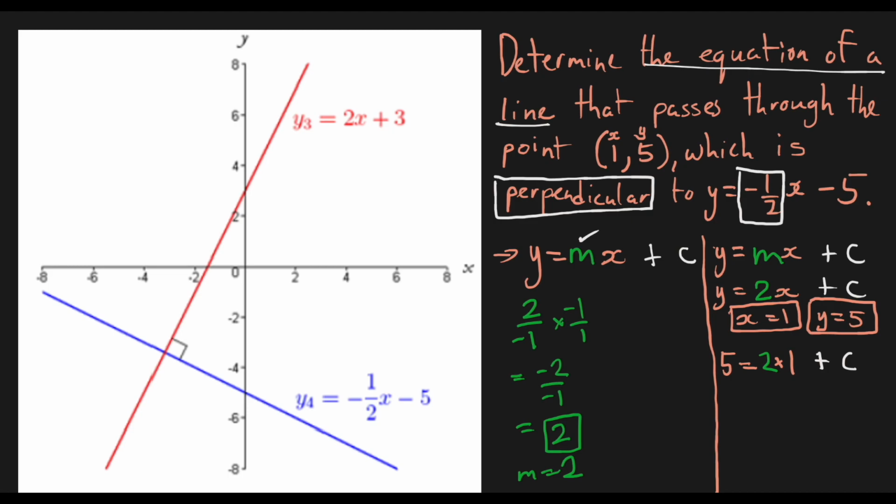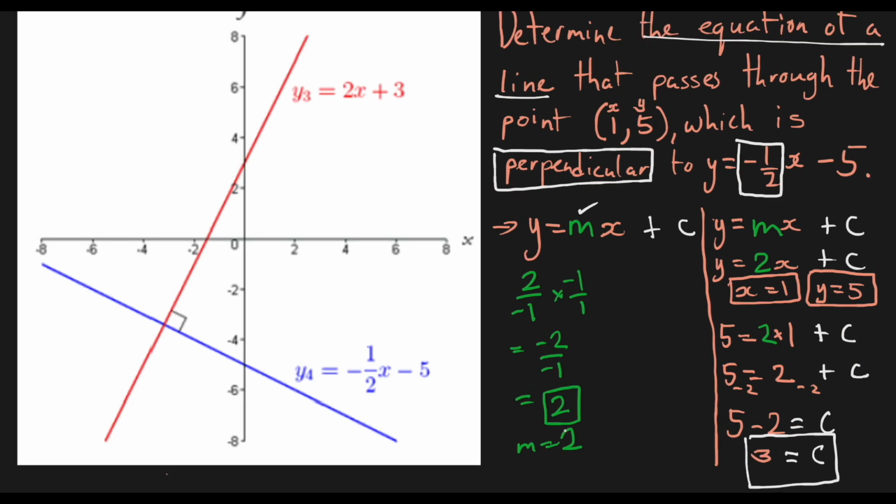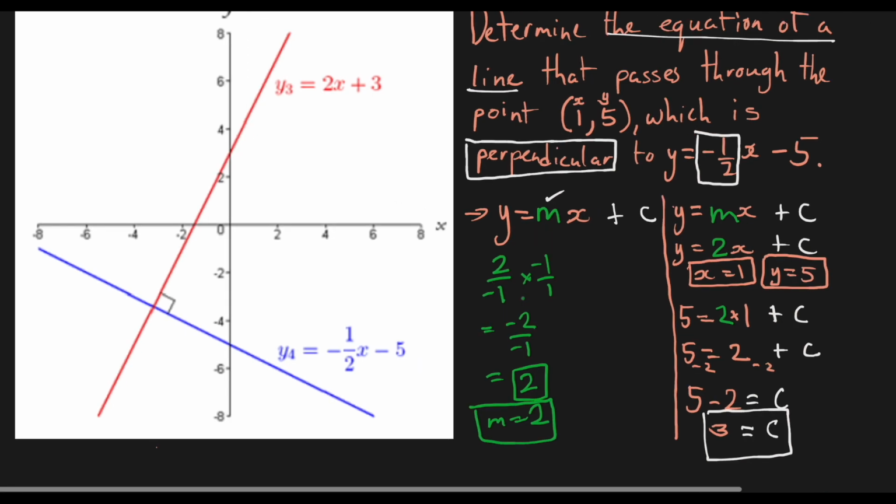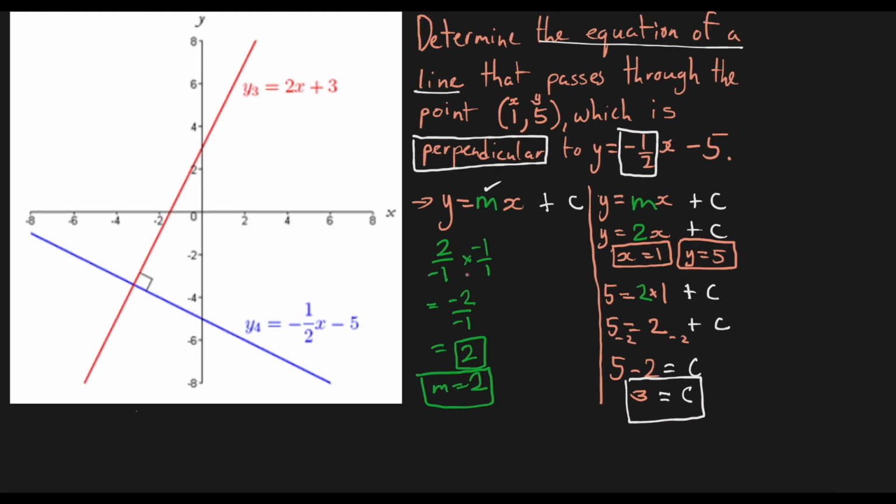So then we'll have 5 is equal to 2 times 1, which is 2, plus c. So how do we get c by itself? We subtract both sides by the 2. That's correct. So then we'll end up with 5 minus 2 is equal to c. So therefore, what is c equal to? 3. So now I know what c is, and I also know what m is. Two important things that I need in order to determine the equation of the line. So therefore, I could say that the equation of the line is y equal mx plus c. So basically, y is equal to, what is m? 2x plus 3. 2x. That's correct. 2x plus 3.